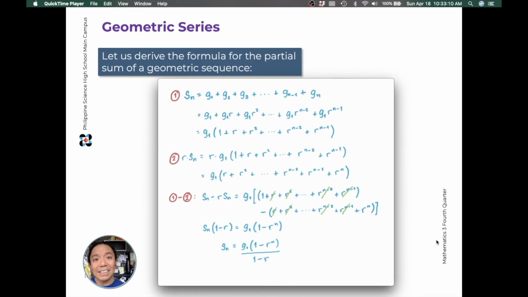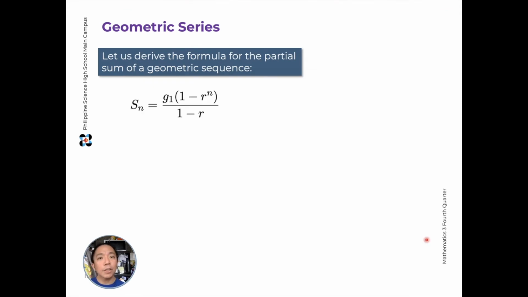In that case, you can treat it as an arithmetic sequence na ang common difference ay 0. So, wag na natin siyang i-treat as a geometric sequence. So our formula for the sum of the first n terms, the partial sum of a geometric sequence, will be this, and kailangan nating clarify na hindi equal sa 1 si r.